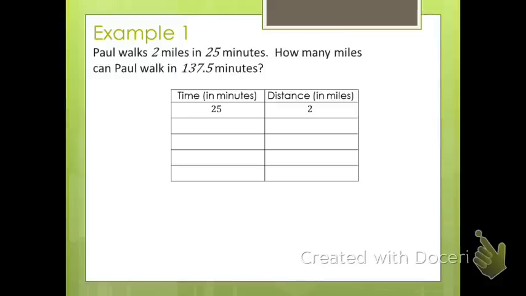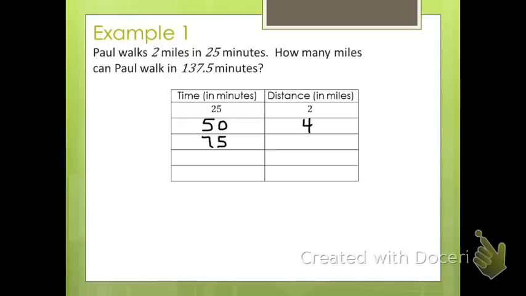So let's look at this first example. Paul can walk 2 miles in 25 minutes. How many miles can Paul walk in 137.5 minutes? So we have a proportional relationship. We're assuming that if he can walk 2 miles in 25 minutes, then in 50 minutes, he could walk 4 miles. And so on.